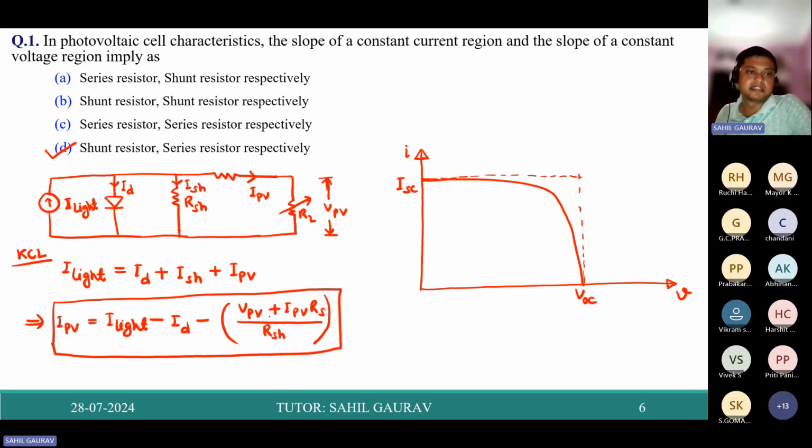Based on whatever condition is given in the problem, you can substitute and you will get one expression, and there you can compare with y is equal to mx plus c. So in the y-axis we have IPV and then m, and in the x-axis we have VPV, and you get some constant value. So this constant value, like this.